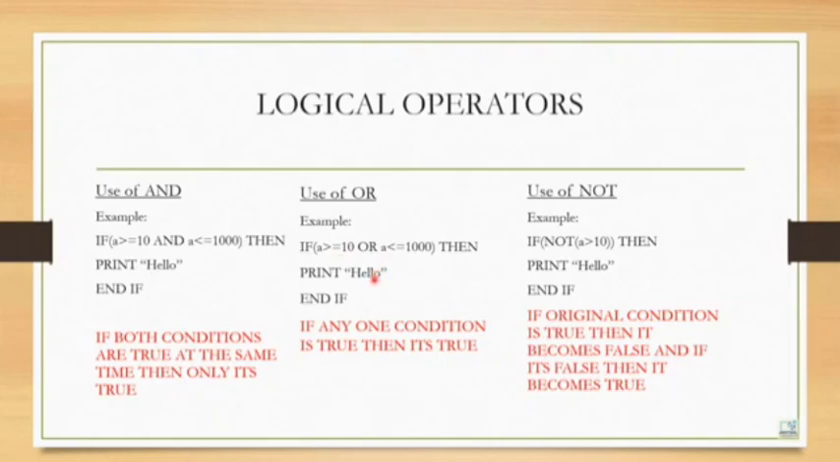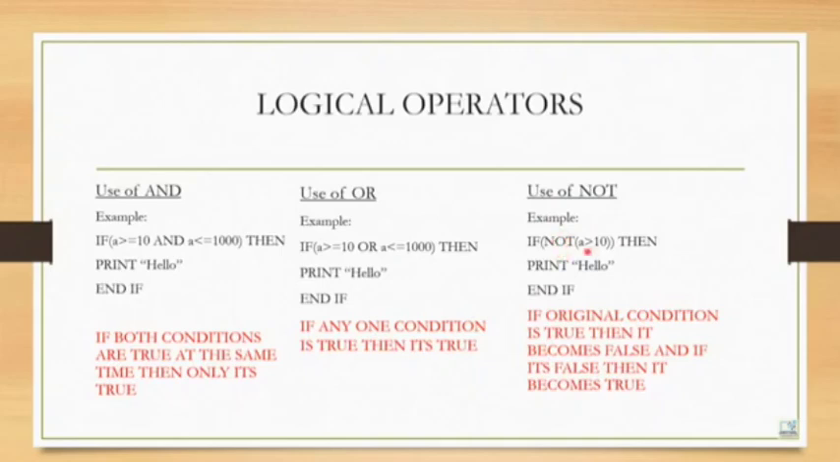Understood? If I say the number is minus 10, so first condition is false, minus 10 greater than equal to 10, false, but the second condition is true, minus 10 less than equal to 1000, so still it will print hello. So the rule of OR is if any one condition is true, the answer will come as true. Coming to the last one, use of NOT, logical NOT.